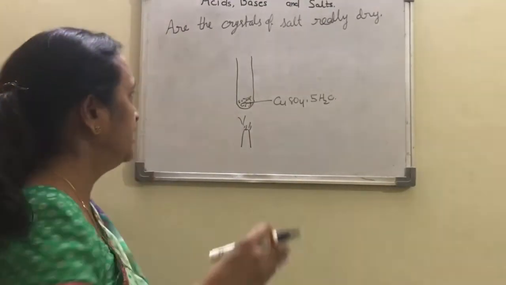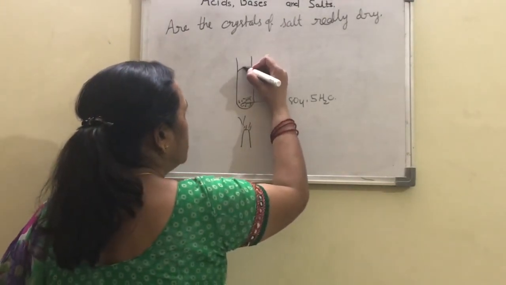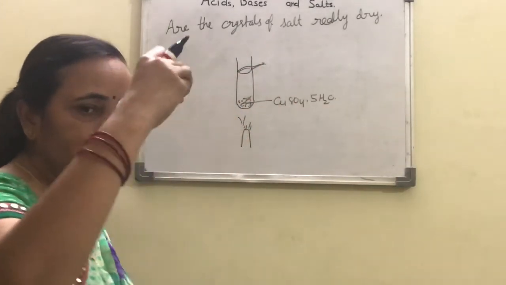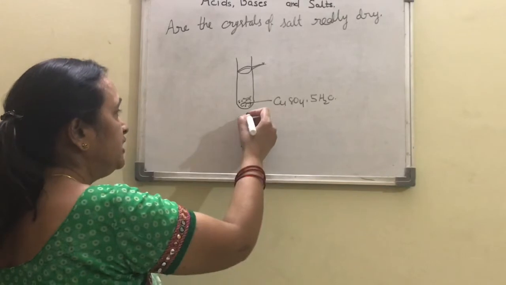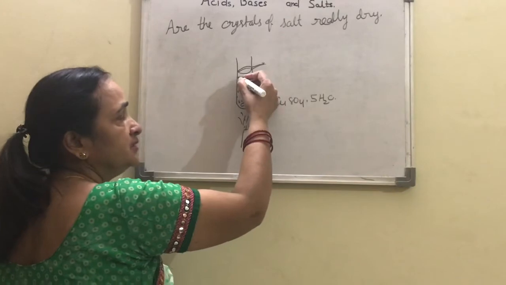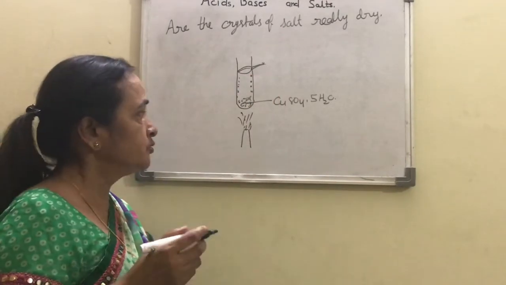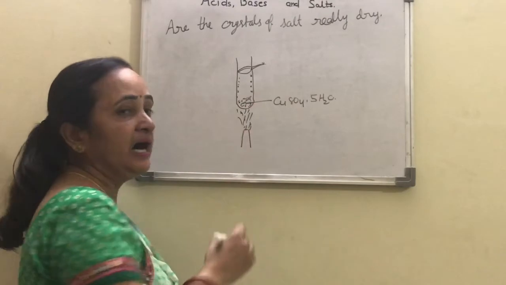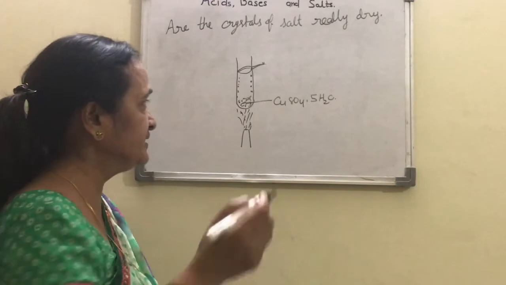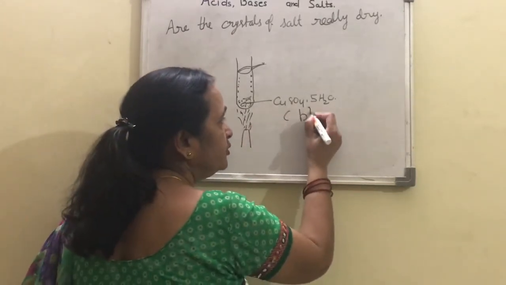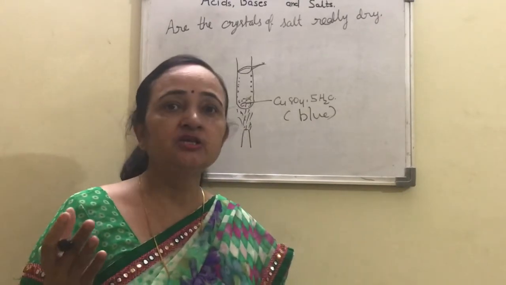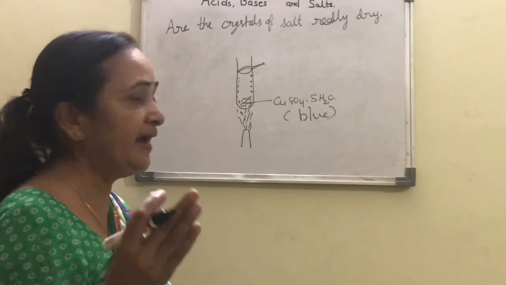We will heat it and hold it with the help of a pair of tongs. Just hold it from here and then heat it. And you will see when we heat, some water droplets appear on the walls of the boiling tube. These water droplets are due to the presence of water of crystallization. As I told you, this copper sulfate is of blue color. But when we heat, it changes into white color. Why does it change into white color?